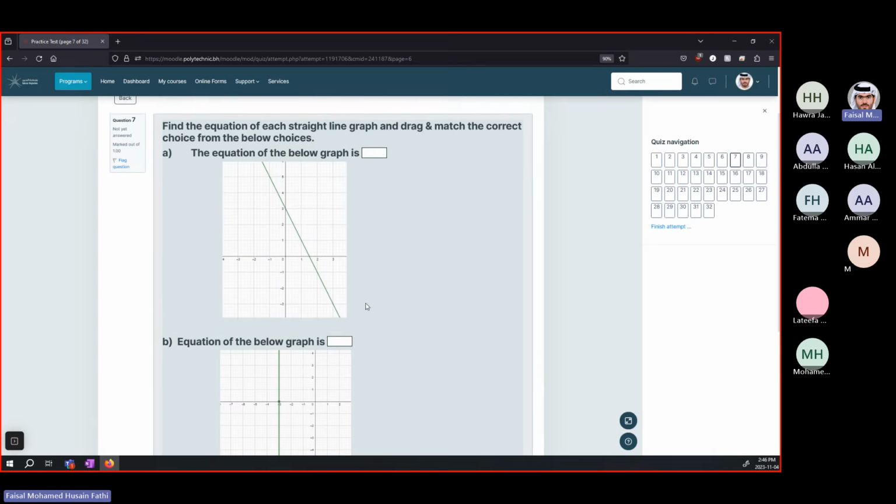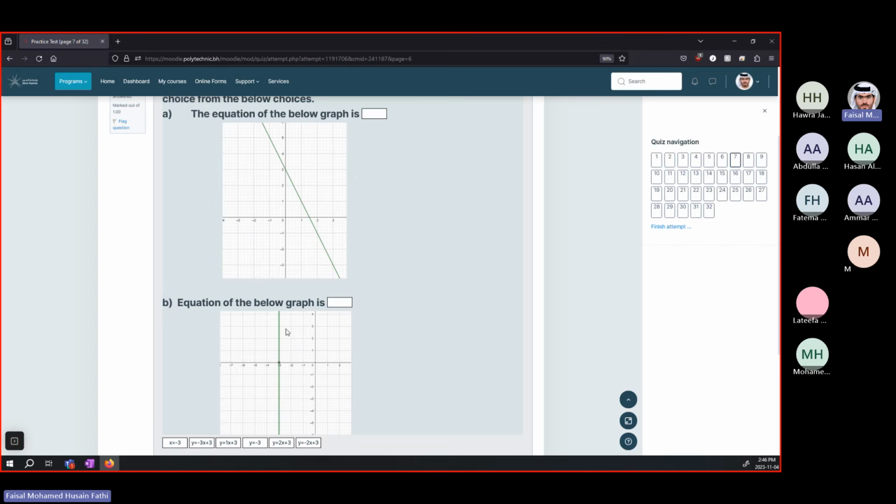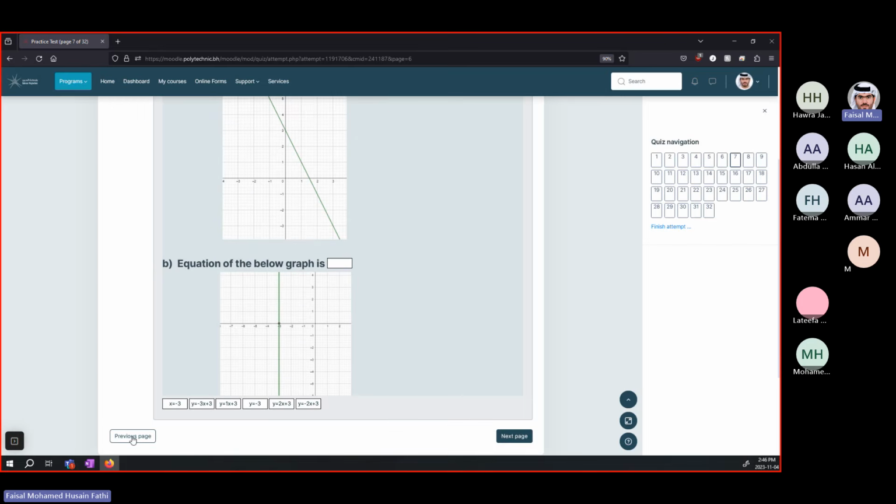This I already solved. I showed you how to do it. Vertical line, you know it's going to be x equals minus 3, not y, because you're on the x axis. This is how you know the equation of the graph. If it's a vertical line, it's going to be x. If it's horizontal, it's going to be y.